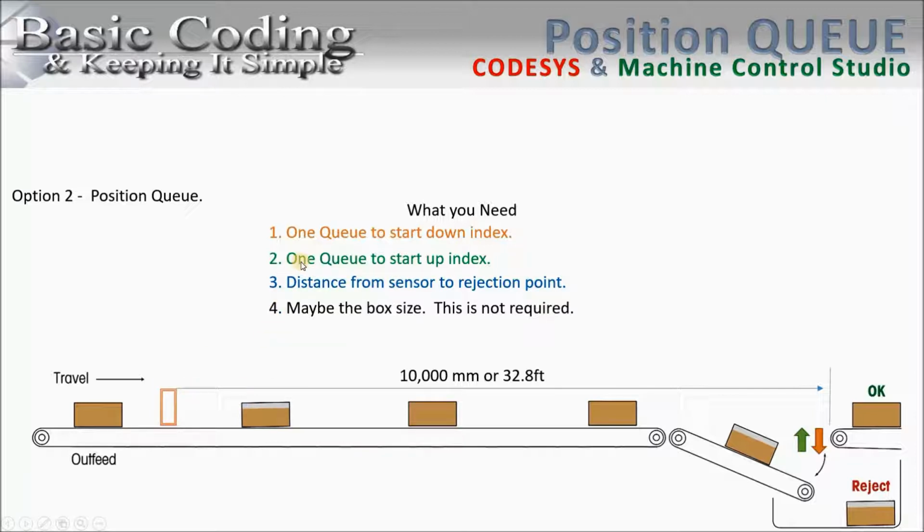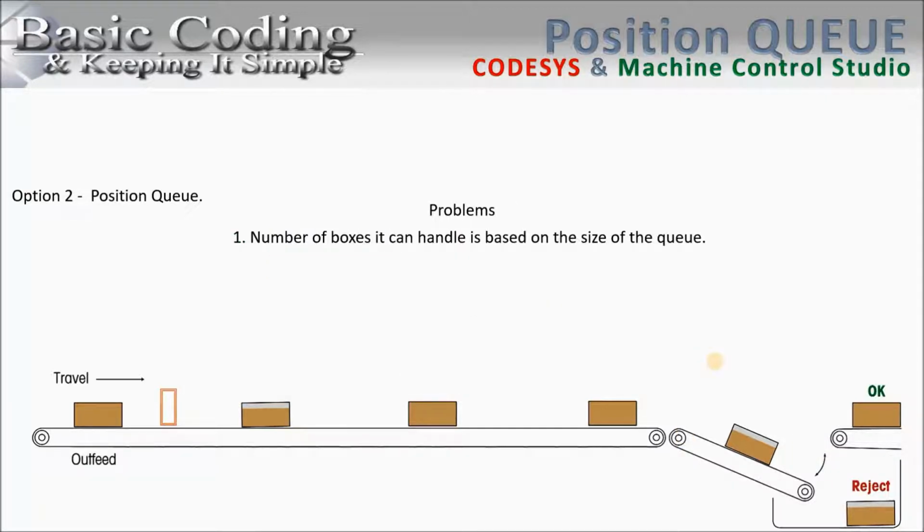And use the index up for all the good boxes. In doing so, it limits the number of times this rejection conveyor has to move and will work regardless of the size of the box. The problem you have here is the queue has to be able to hold the number of boxes in it. So if you have a queue that only holds 5 data points, you can only do 5 boxes with that queue. But queues are pretty flexible.